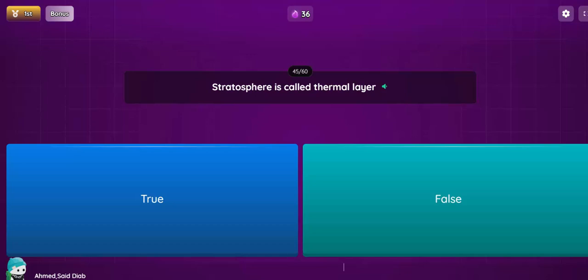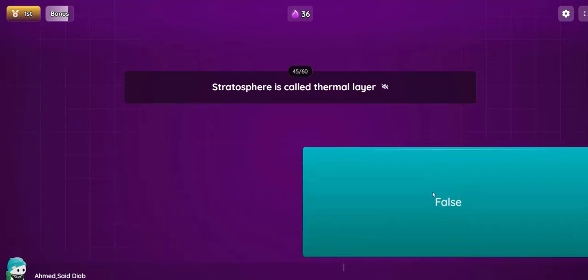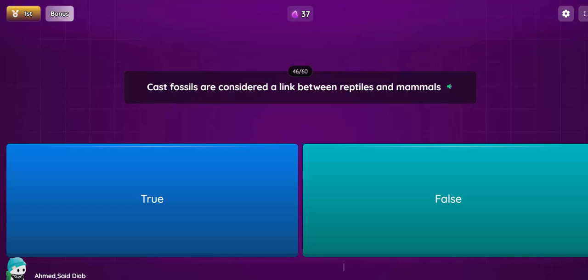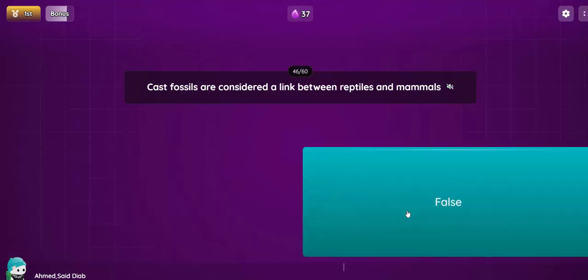Question: stratosphere is called thermal layer. Option 1: true. Option 2: false. Question: cast fossils are considered a link between reptiles and mammals. Option 1: true. Option 2: false.